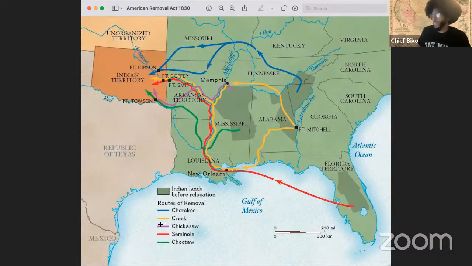But this here is the American Removal Act map, pretty much showing all of the different nations within the Creek Confederacy, also known as the Muskogee Confederacy, and how they were removed west of the Mississippi into this Indian territory. And this is in 1830. So all of these nations that are now quote unquote nations within Oklahoma, you'll see that their establishment dates are way after this 1830 date, but all of them came from these areas within the Southeast United States, also known as the Creek Confederacy.